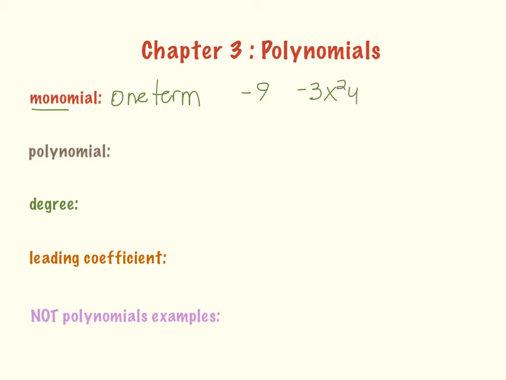-3x squared y is a monomial. Z is a monomial. It's just a bunch of terms that are multiplied together. So this would be a -1 times 3 times x times y, all multiplied together gives me one term. So what does a polynomial mean? I think it then follows suit that a polynomial would mean many terms, since poly means many.